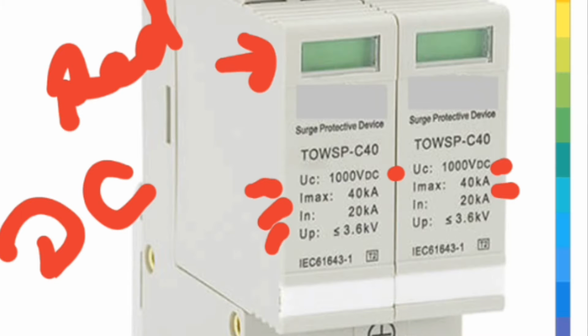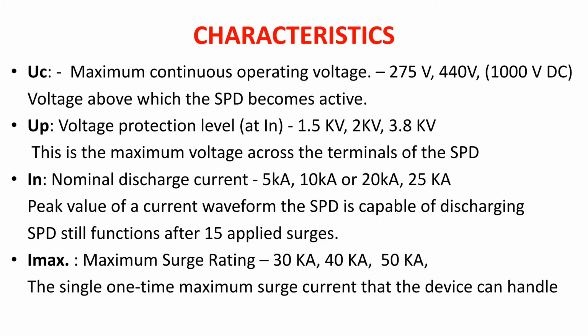Next one is IN, nominal discharge current. This is the peak value of current waveform that the SPD is capable of discharging. In this case, the SPD will still function after 15 surges. In this case, IN is 20 kA, which is 20 kiloampere. But it can be 5K, 10K, 20K, 25K. Friends, IN is the rating of an SPD. It is the deciding factor in an SPD that to what value of surges it can face and how long it will remain.